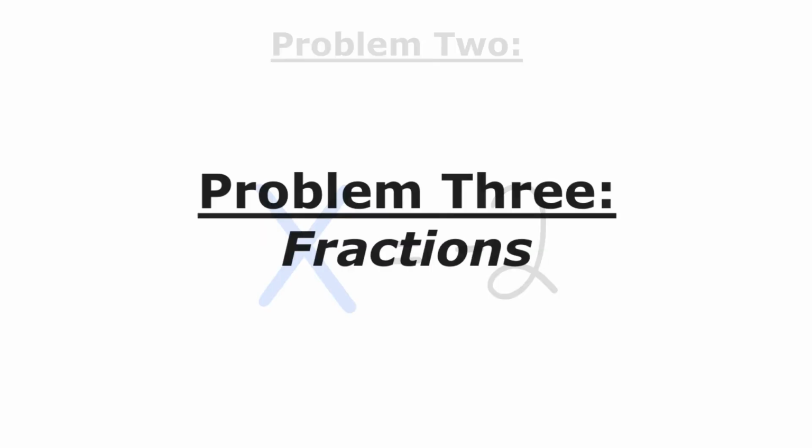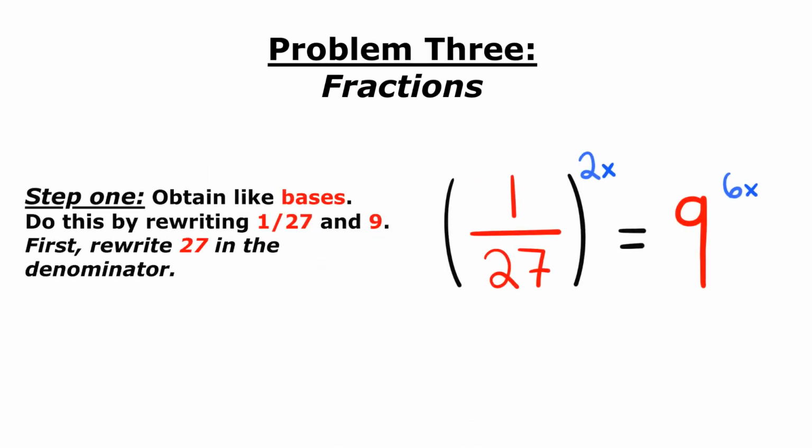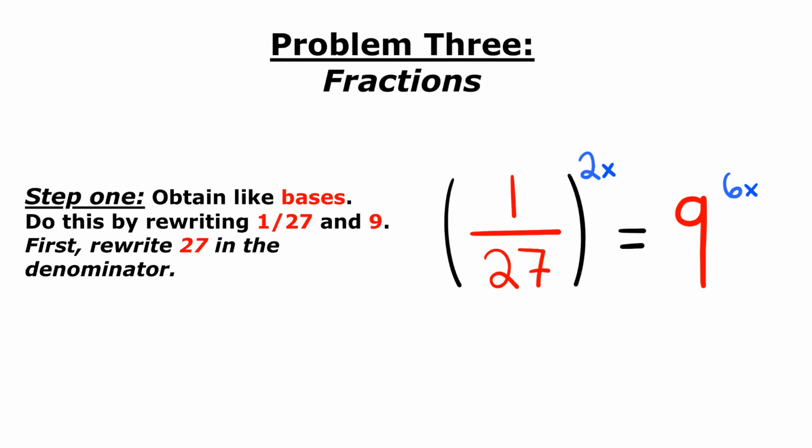Problem 3. Fractions. Some people's favorite, not my cup of tea, but of course it's not too bad. Step 1. Obtain like bases like we have before. This is a little bit different though, because fractions. Do this by rewriting 1 over 27 and 9.